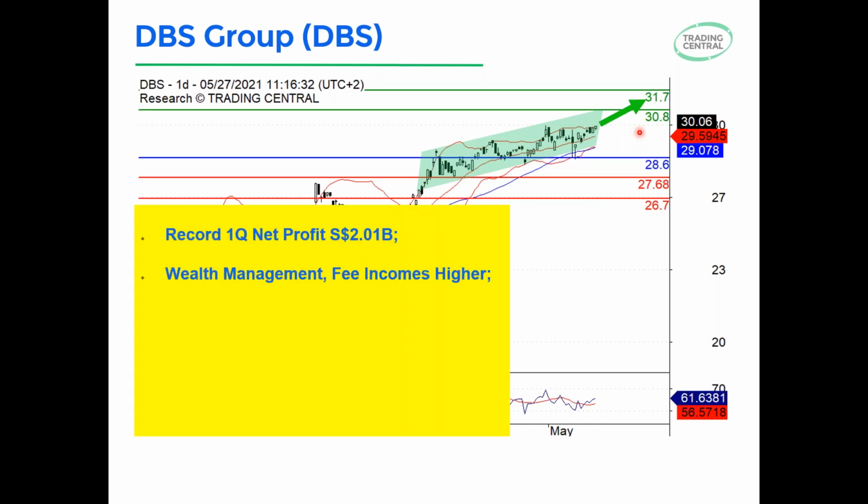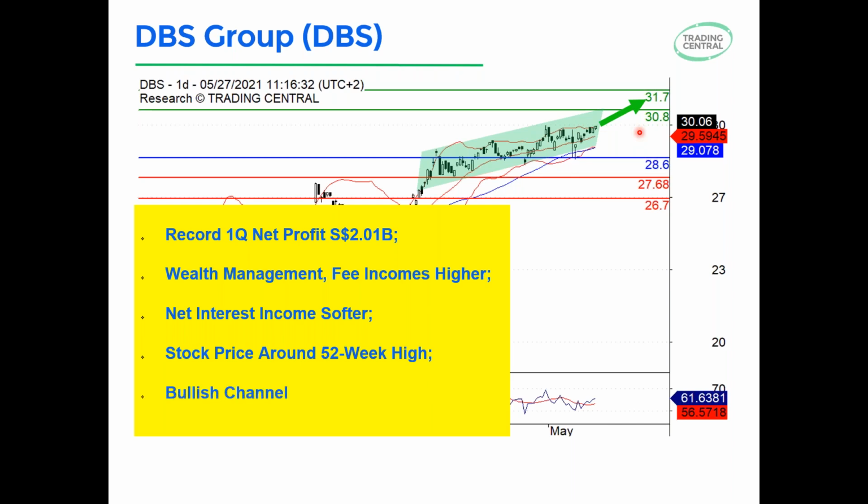Okay, you know what? DBS first quarter net profit hit a record high, 2 billion Singapore dollars. Wealth management fee income was higher. However, the net interest income, well, not very good. Just like some of the stocks we mentioned today, it is around a 50-week high, okay? Bullish channel, as you can see, okay?